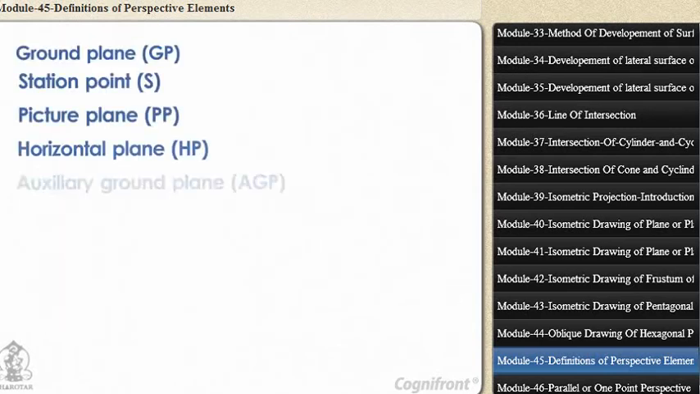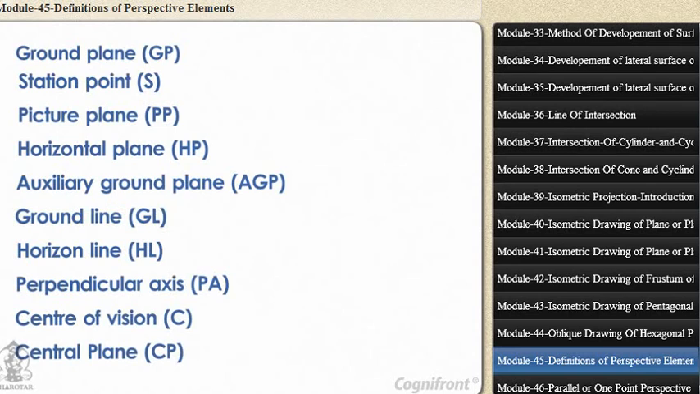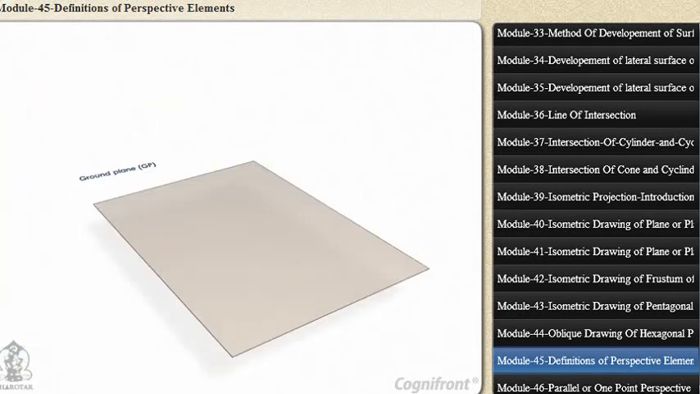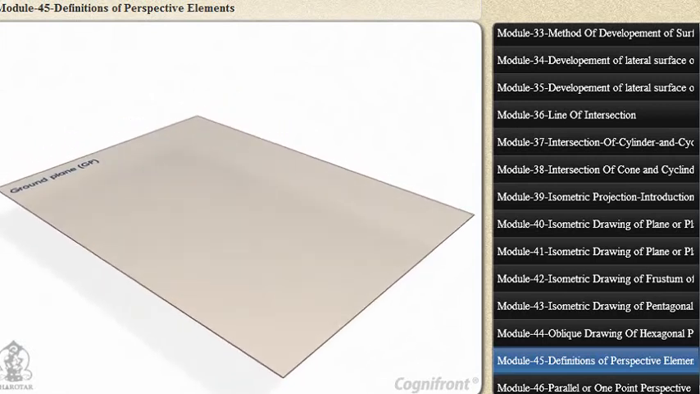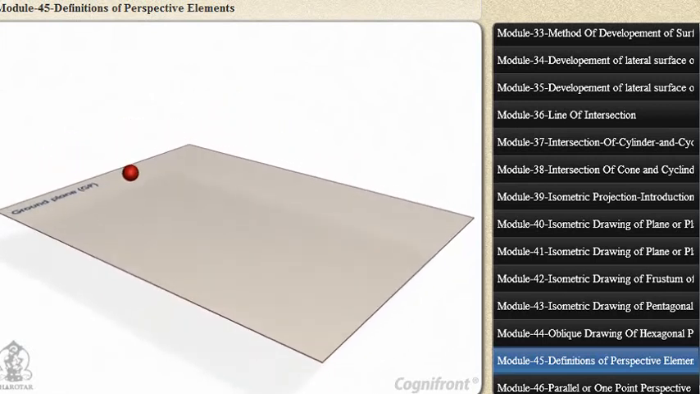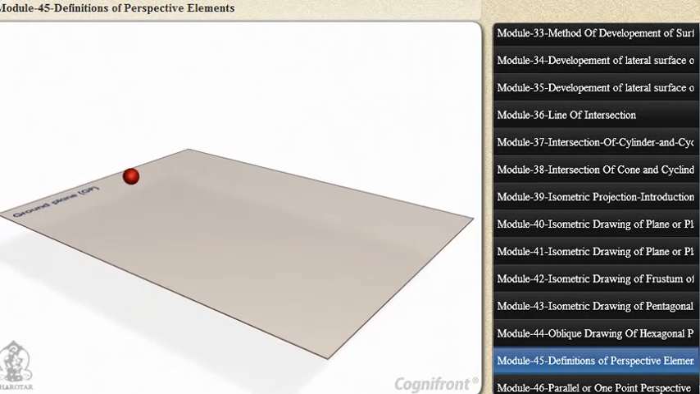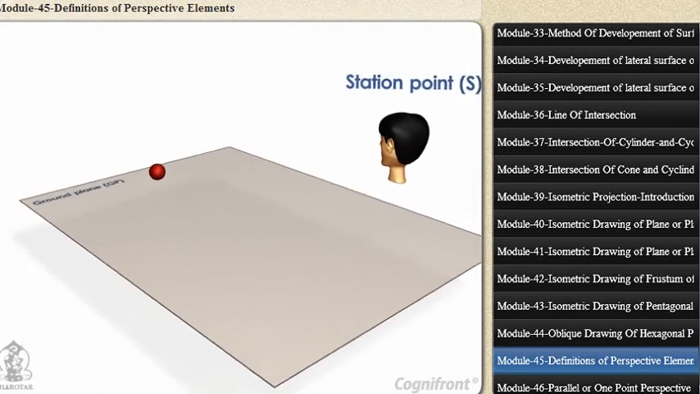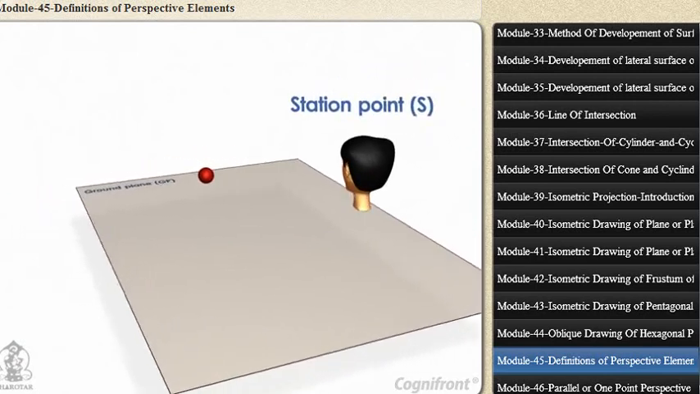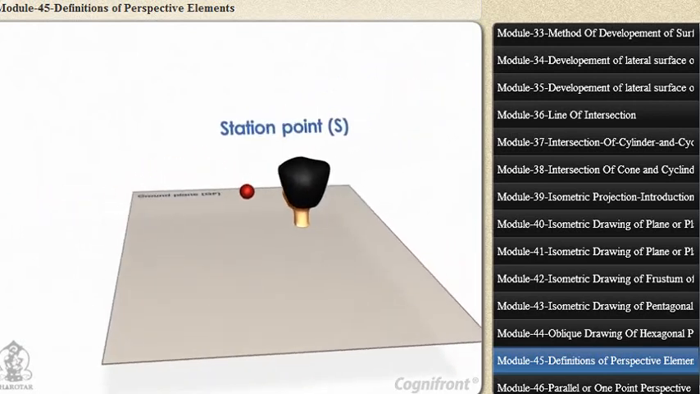Definitions of perspective elements. Various elements used in obtaining the perspective views are defined as follows. Ground plane GP. It is a horizontal plane on which the object is assumed to be situated. Station point S. It is the point where the eye of the observer is located while viewing the object.